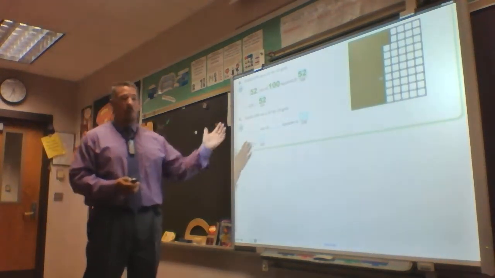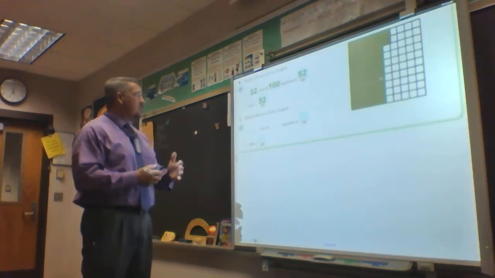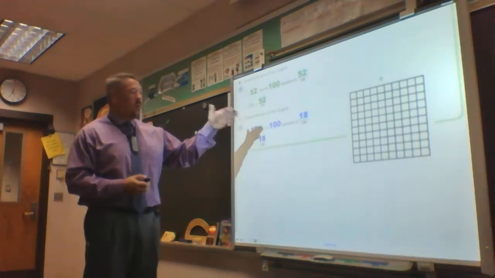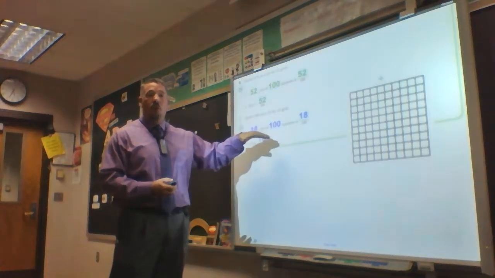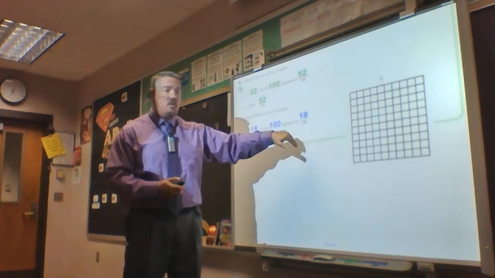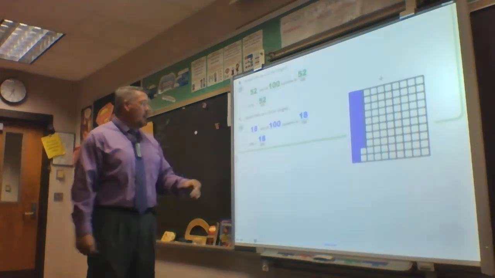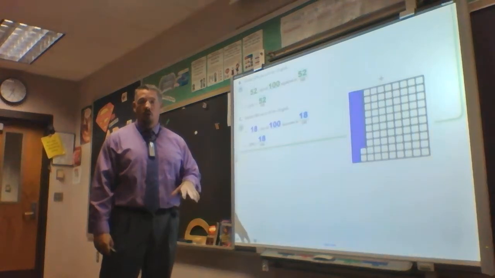So then I just copy and pasted another one. Once again, you can choose a different color and see what you get. But it says to model 18% on the 10 by 10 grid. So we're talking about 18 out of the 100, or the fraction of 18 100ths. So then I shade in 18 of them, and I know that that is going to be 18 over 100.